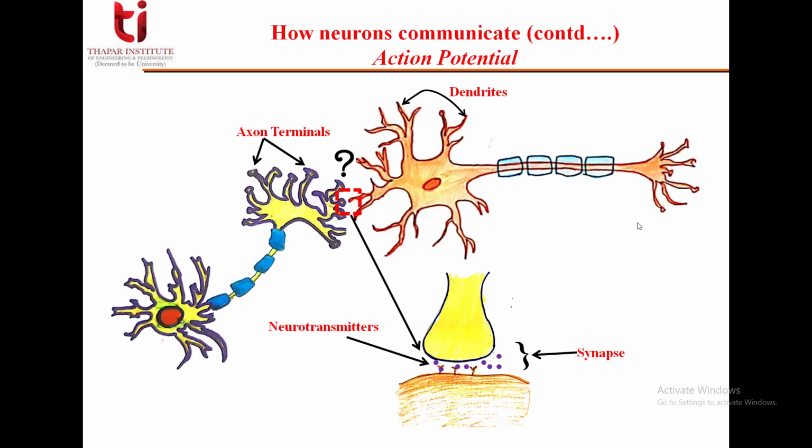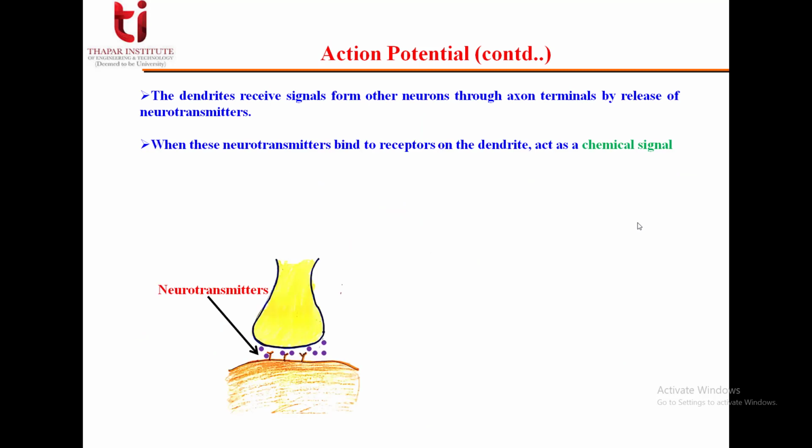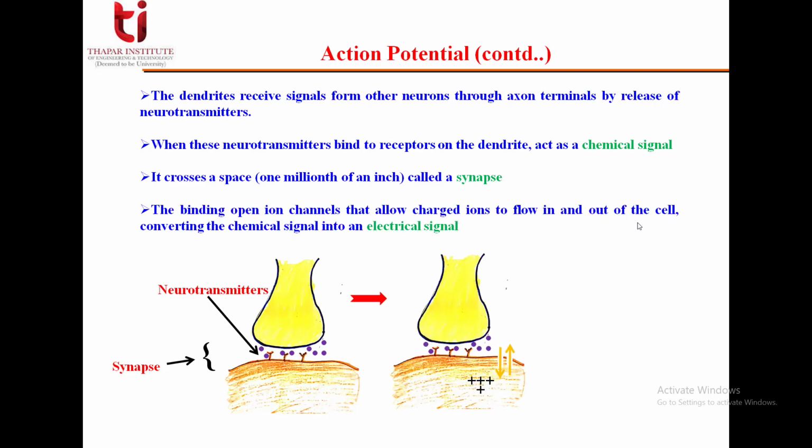Now, when these neurotransmitters bind to a receptor, you can see in this diagram that the neurotransmitter is binding to a receptor in the region we are calling the synapse. So when these neurotransmitters bind to the receptors, what happens? The binding opens the ion channels that allow charged ions to flow in and out of the cell, converting the chemical signal into an electrical signal.